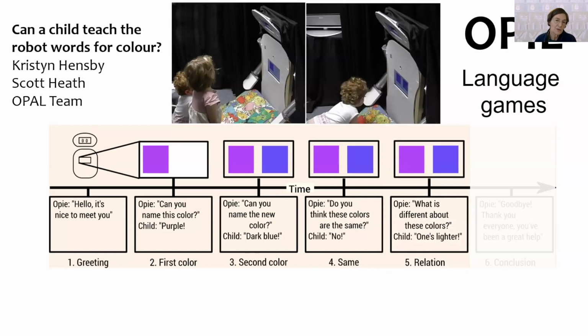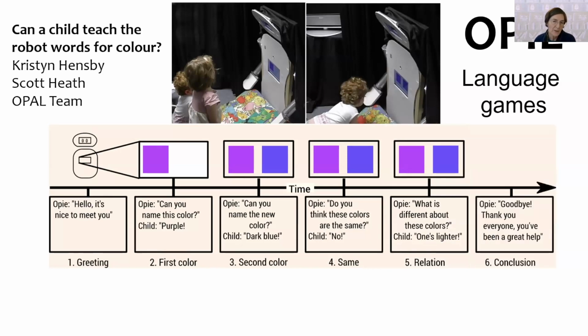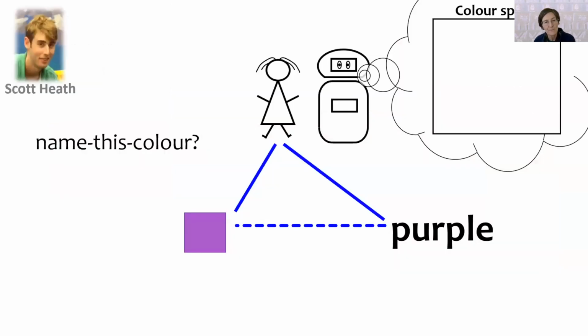So the question is, what's actually going on in the grounding between a child's understanding of color and a robot learning to understand color? And there are a couple of different aspects to this. One is the actual terms themselves: can it identify color from a word and a word from the color patch, but also what about the color space itself?